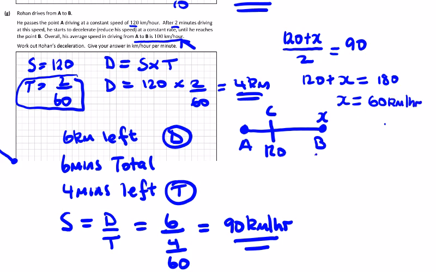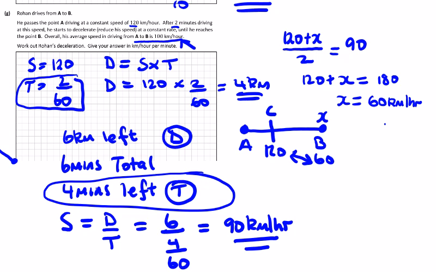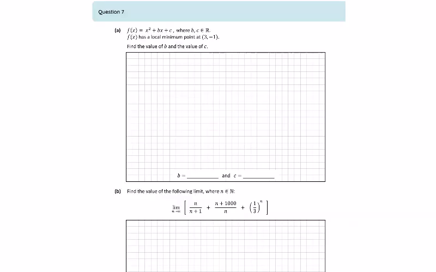So what's happened? He's gone from 120 to 60, and we're looking for deceleration. And this has taken him 4 minutes. So if it's a constant rate, he's gone down by 60 over 4 minutes. So he has decelerated at 15 kilometers per hour. Quite a bit of work on that one.